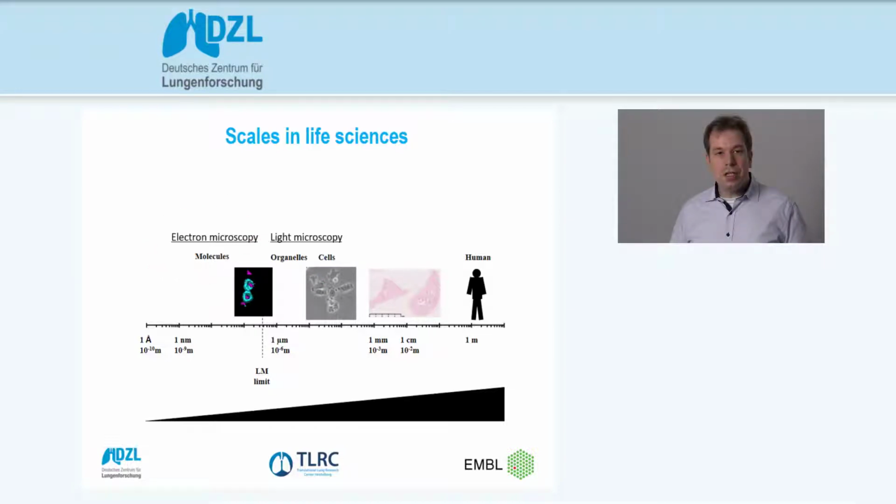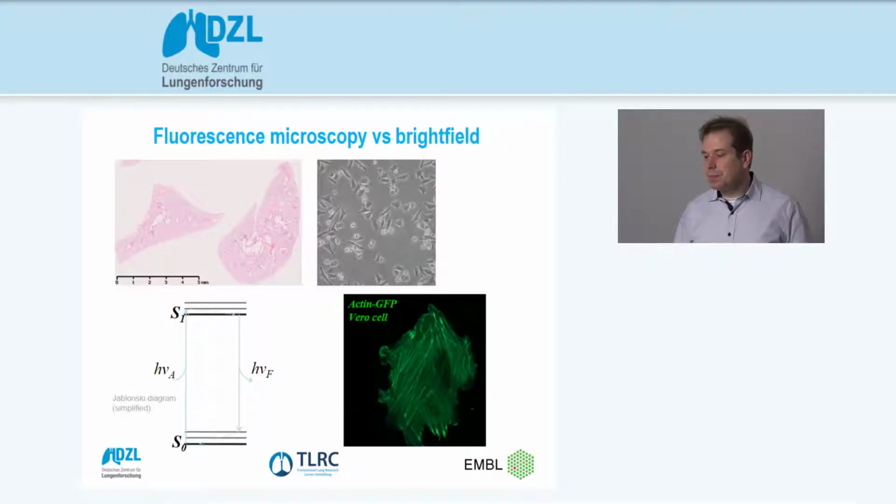In this technology, we will need to fix the samples and bring them into the high vacuum of the electron microscope, so we can only study fixed non-living specimens. Whereas in light microscopy, we have the advantage to also study dynamic processes in living cells, tissues, and even animals. The big advantage was the discovery of fluorescence microscopy.